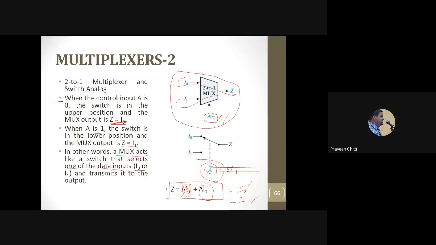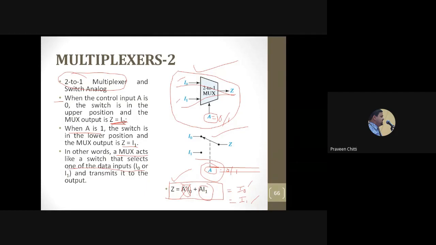Hence this particular equation represents the logic equation for a 2 to 1 mux. So I hope it is clear. What is a 2 to 1 mux? The smallest mux, how it can be designed. So this is the block diagram. This is the switch equivalent diagram. And this is the logic equation for the 2 to 1 mux.